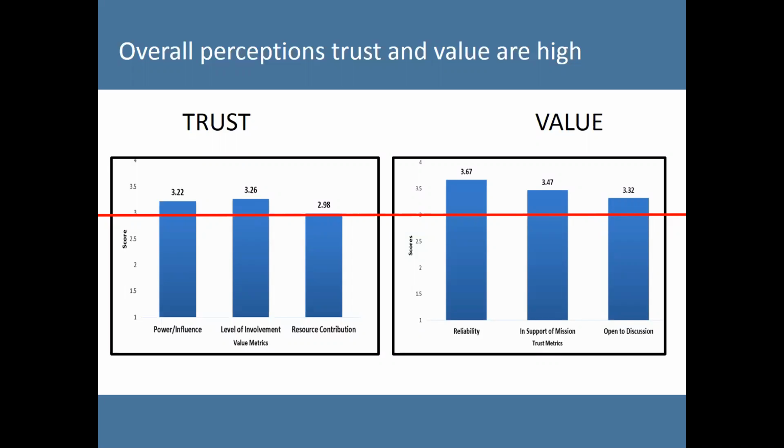What you'll see in the Million Hearts Network is that the line right there is drawn at the 3. 3 means that on average, people reflected about each other that they were at least a fair amount to a great deal in each of these categories. So you'll see that there's a great deal of trust in the Million Hearts Network, and the perceptions of value of one another are also very high. The only value perception that did fall even barely under 3 was on resource contribution. That meant there were some perceptions of one another that there wasn't as much resource contribution from the partners as they might have expected.